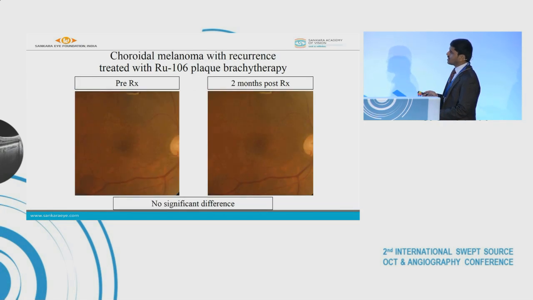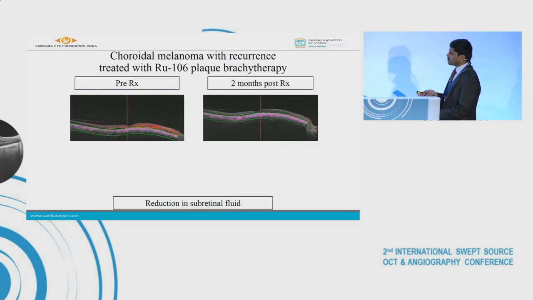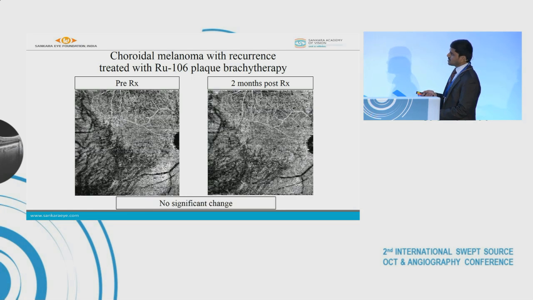This is one more case of a recurrent choroidal melanoma, which was again treated with ruthenium 106 block brachytherapy. This was the pre-treatment, and this was 2 months post-treatment. Fundus photograph doesn't show any significant difference, but in OCT, we can see that the subretinal fluid has significantly come down. But when we see the OCT-A, we cannot definitely make out much of a difference. So it may not help in all the cases. We are not sure. Probably one more reason would be the deeper location of this tumor may prevent us from identifying any change.